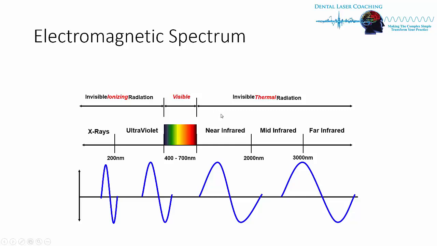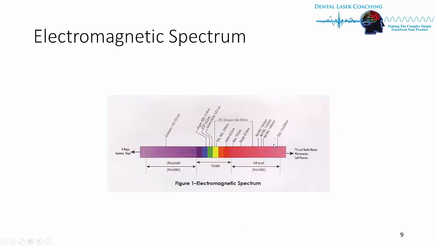Then to the right we have our infrared. Now this type of wavelength coming out is thermal, but it is non-ionizing. It will not break down cell structure, but it does have thermal properties. So that gives you an idea of what's coming out of the laser.